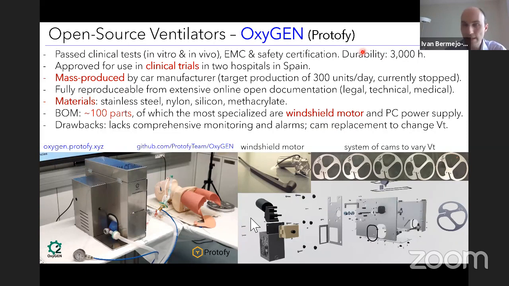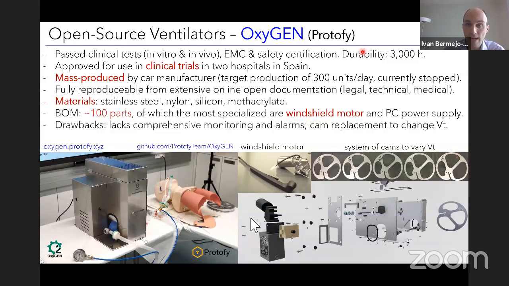The next project is the Ambu vent. This is a similar spirit to the previous one. It uses the Ambu bag that is mechanically actuated by a motor and this device here. This was developed by the Israeli Air Force in cooperation with certain industries in Israel, and it is not yet approved for clinical use.